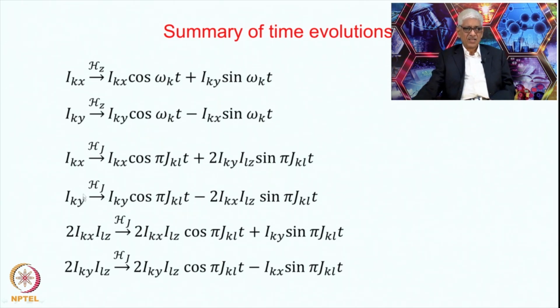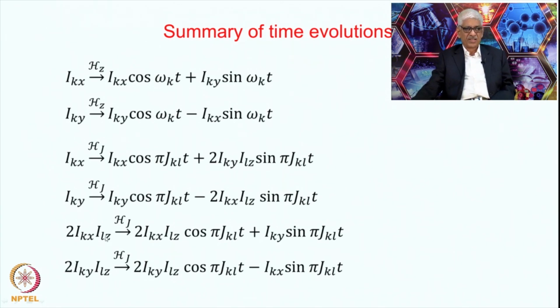So Iky under the influence of the coupling jkl gives you Iky cosine pi jkl t minus 2 Ikx Ilz sin pi jkl t. Once again notice the change in the sign here. If you are starting with Ikx, you get plus here, if you are starting with Iky, you get a minus here. This is basically due to the convention you have used of a particular kind of rotation, the sense of rotation in the group.